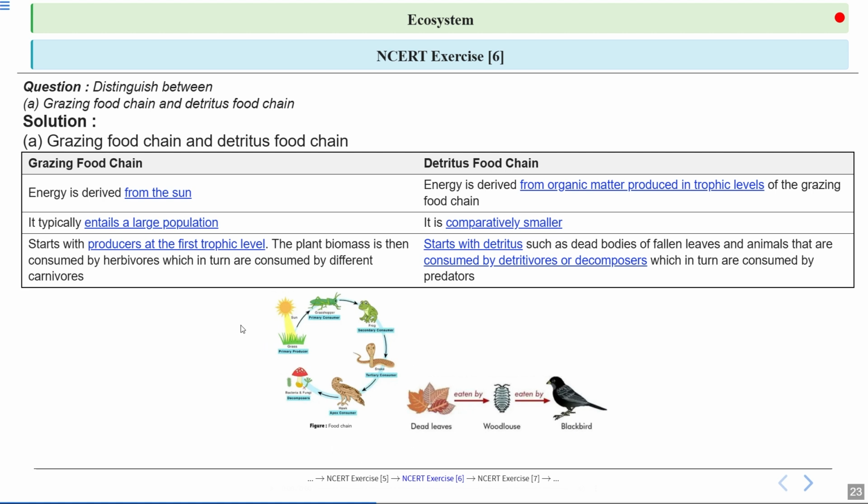Okay, here you can see a grazing food chain system also, which starts with the producers, which are the plants. Then you can see the first trophic level is occupied by the producers, then the next trophic level is occupied by the herbivores, and then the carnivores. So there are producers, then primary consumers, which are herbivores, then secondary consumers, then tertiary consumers.